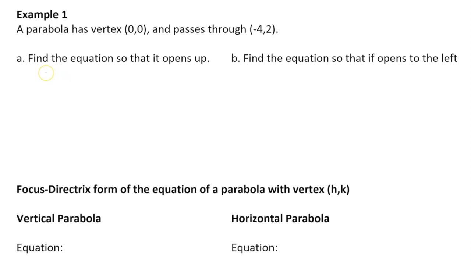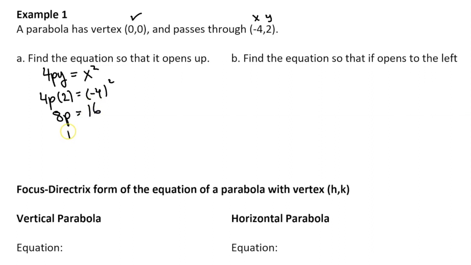So think about the equation that we just created in the form that we had. We had 4py equals x squared, and that's when it had a vertex of (0, 0). It passes through the point (-4, 2), where that's an x point and that's a y point. So we could substitute in 2 for y and -4 for x, and see what we get from that. So you would get 8p equals 16, and p will end up equaling 2.